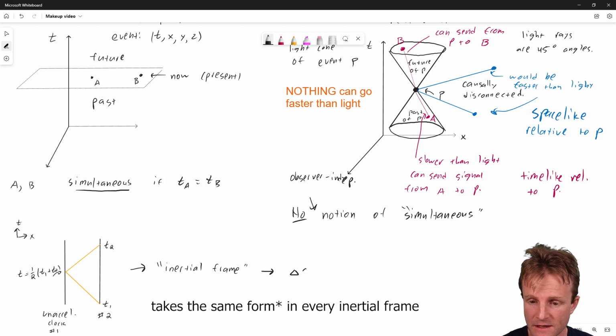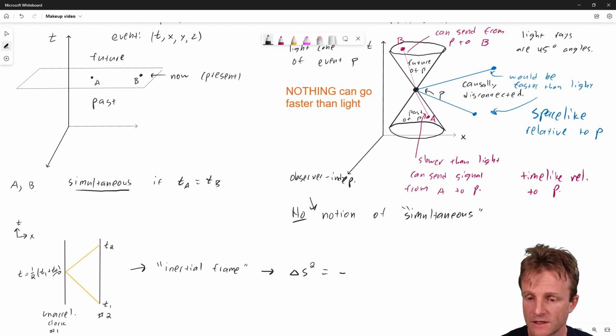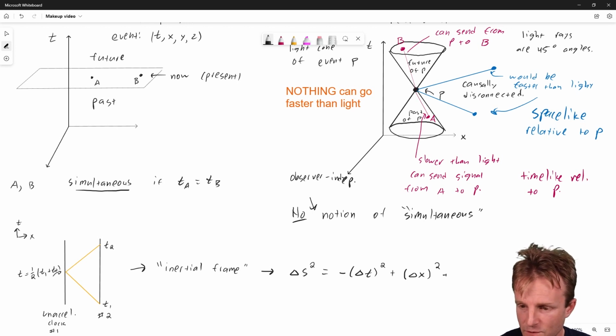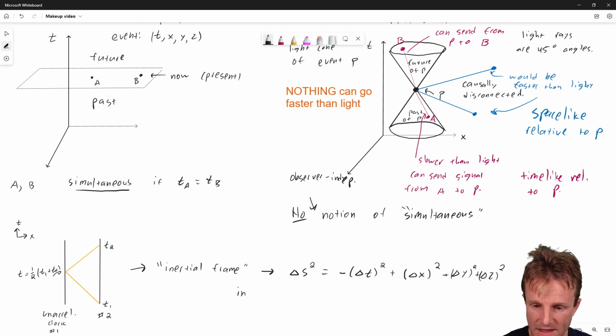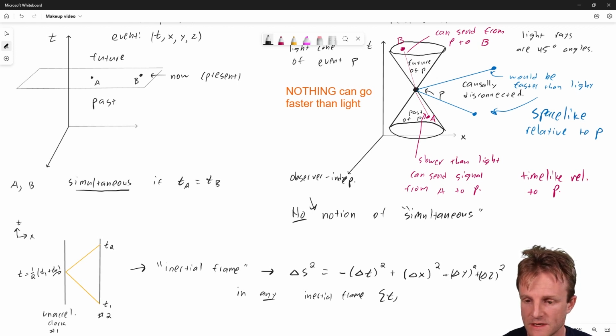Okay, so this thing, delta s squared, which is calculated as minus delta t squared plus delta x squared. Let's put the delta y and the delta z. Okay, in any inertial frame, which by convention we denote as t, x, y, z. Now, I'm requiring that we use Cartesian coordinates x, y, and z as part of my definition of an inertial frame. When we get to general relativity, we're going to relax all this special frame stuff and so on. But for now, it's most convenient to introduce the ideas this way.